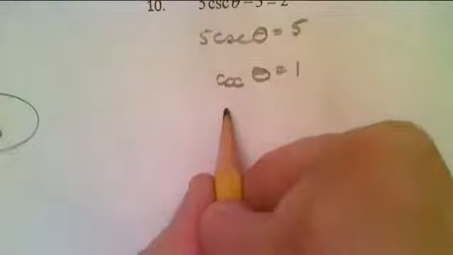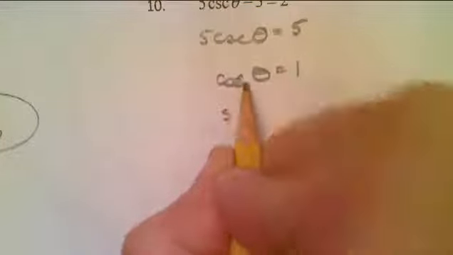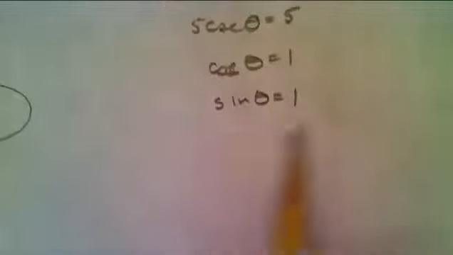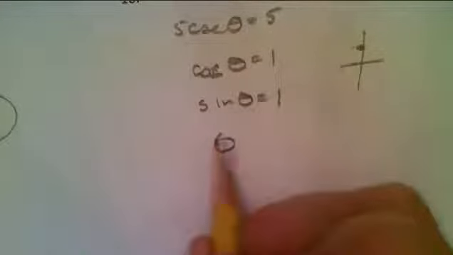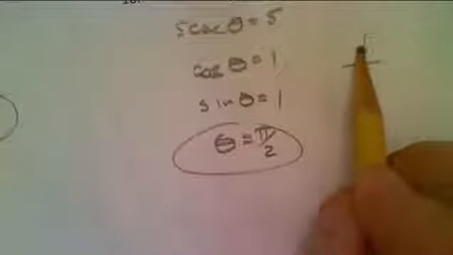Divide by 5. So I want to know where's the cosecant equal to 1, which means the sine of my angle is also 1, because the reciprocal of 1 is 1. So where's the sine equal to 1? That's the y value. That happens at pi over 2. And I only have the one answer because there's only one place on the unit circle that it equals 1. Okay, so that's the end of that.